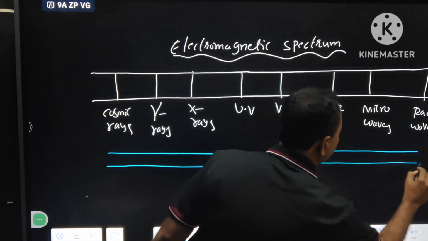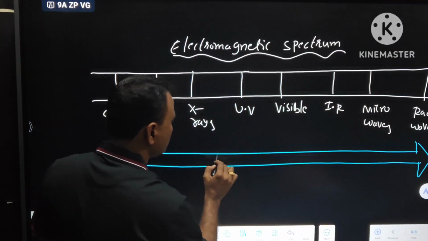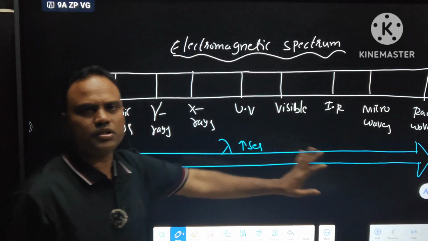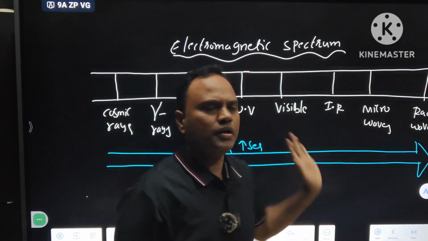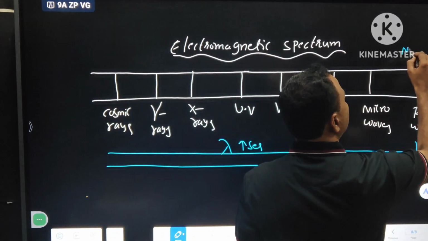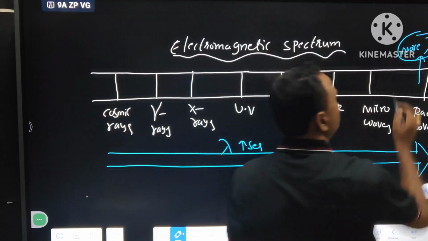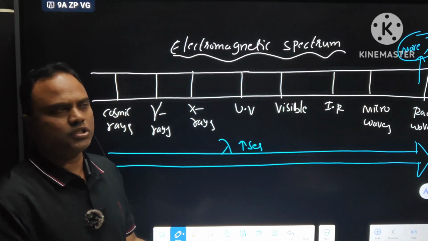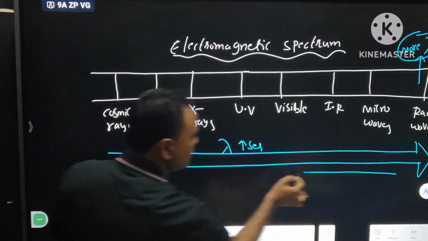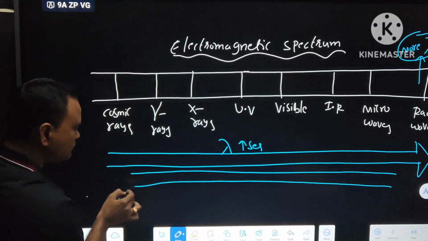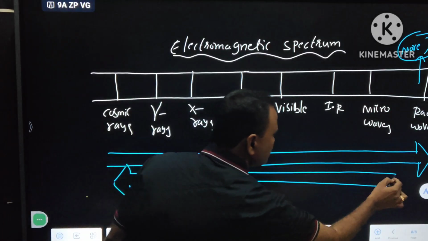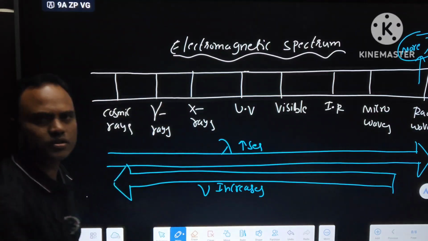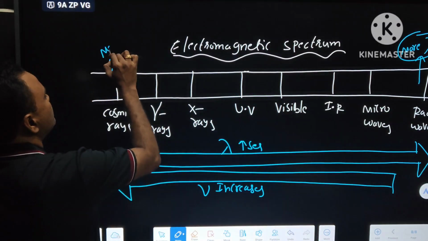From left to right, lambda increases, wavelength increases. Which are having more wavelength? Radio waves are having more wavelength, more lambda. And what about cosmic rays? Less wavelength. And see, another line I am taking: frequency increases in this direction. Cosmic rays have more frequency.